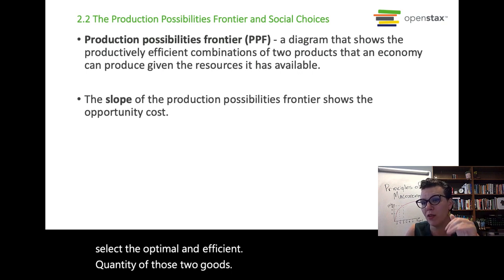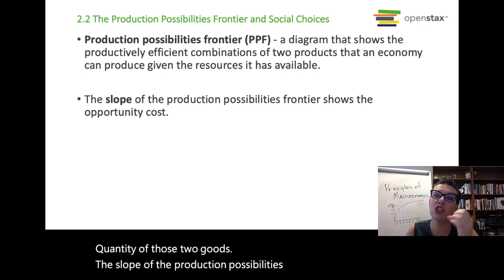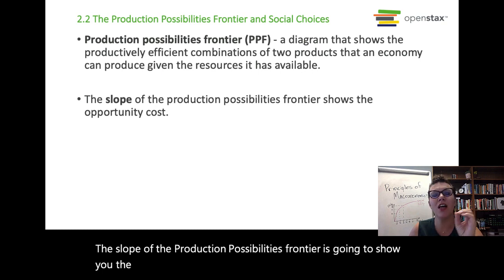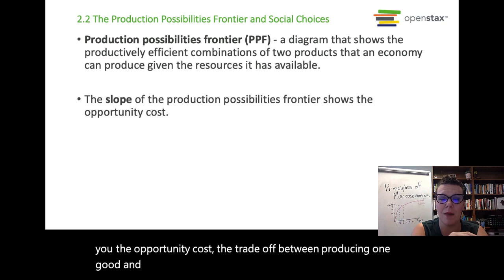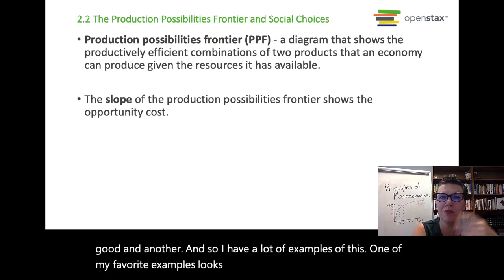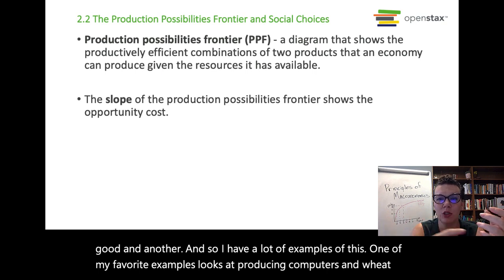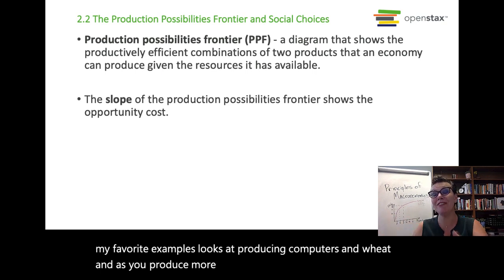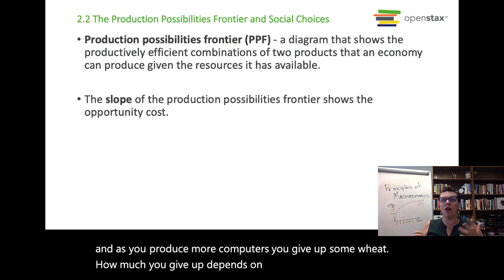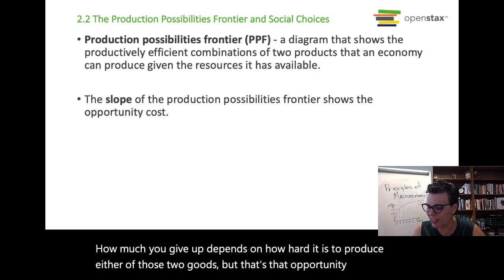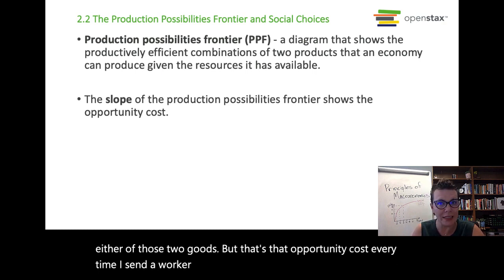The slope of the production possibilities frontier is going to show you the opportunity cost, the trade-off between producing one good and another. I have a lot of examples of this. One of my favorite examples looks at producing computers and wheat. As you produce more computers, you give up some wheat. How much you give up depends on how hard it is to produce either of those two goods. But that's that opportunity cost. Every time I send a worker to make wheat, I'm not making computers.